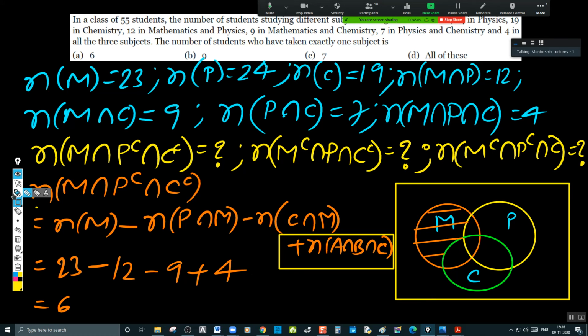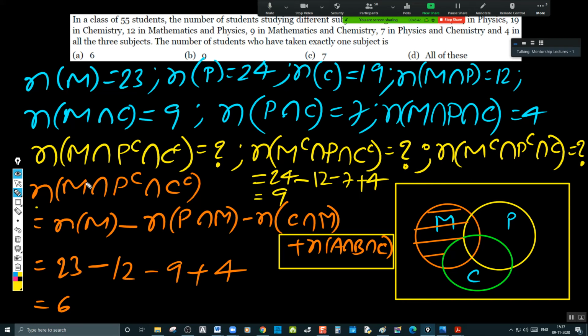Yes, Milon is saying something. Sir, the answer is 9 for P and 7 for C. Very good. It is 24 minus M intersection P, 12, minus P intersection C, 7, plus 4. So it is 9. So that is also right.